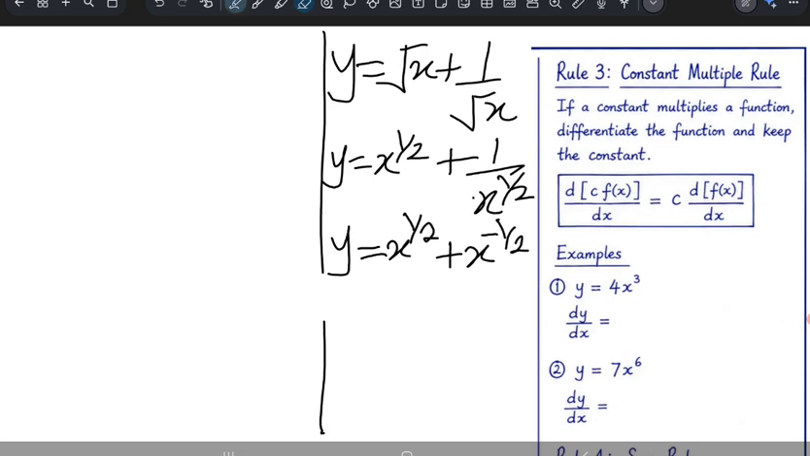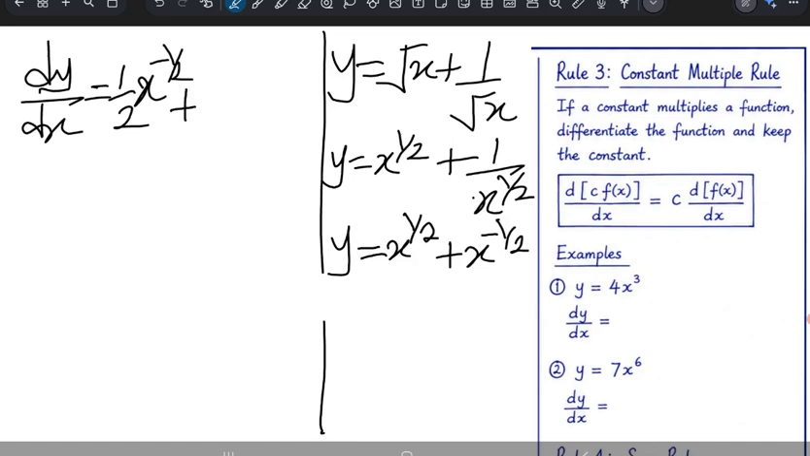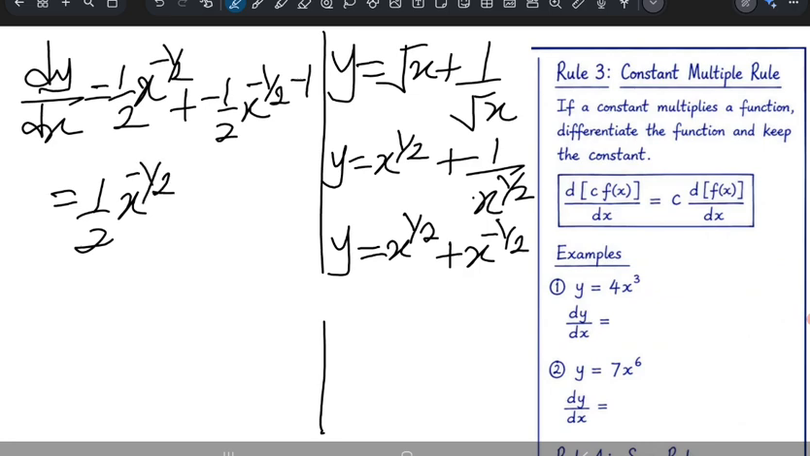So we have dy/dx is half, because this half will come down onto x. By the time you subtract half minus 1, it will give you minus half. Now, plus minus half onto x to the power minus half minus 1. So we have half x raised to power minus half, plus times minus will give you minus, onto half onto x. So minus half minus 1 will give you minus 3 over 2. I just have to rush to do this.